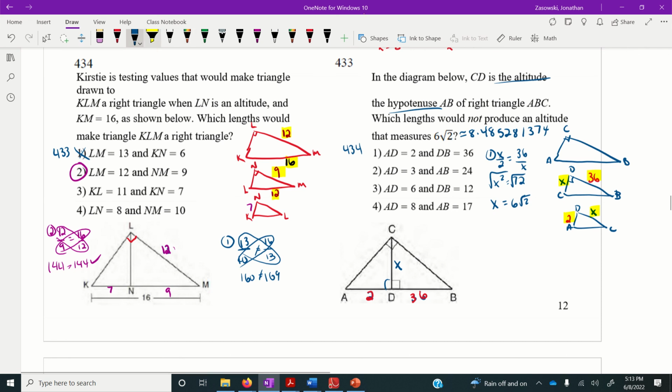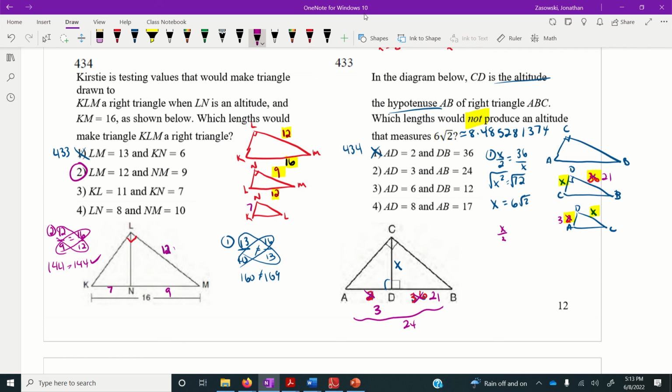Now remember, it said which of these would not produce. So this does produce, so we don't want to pick it. Okay, so what if we called AD instead of 2? What if we called this 3? And we said that AB was 24. That would make this 21. So we're going to swap out the 2 for 3 and the 36 for 21, and let's try it again.